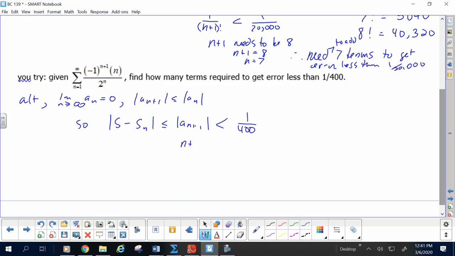N plus 1 over 2 to the n plus 1 less than 1 over 400. Now, this algebra is pretty icky. And in fact, we don't even get into the algebra of it. For factorials, there isn't even an inverse operation, so that's a no-go. So this is done by trial and error.